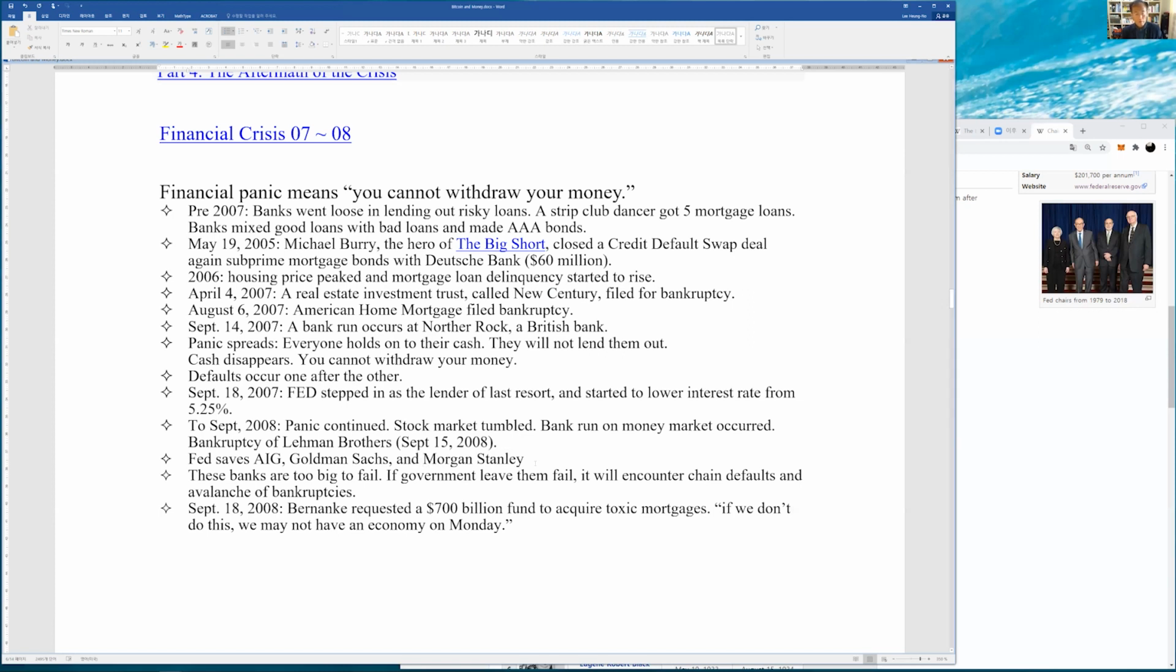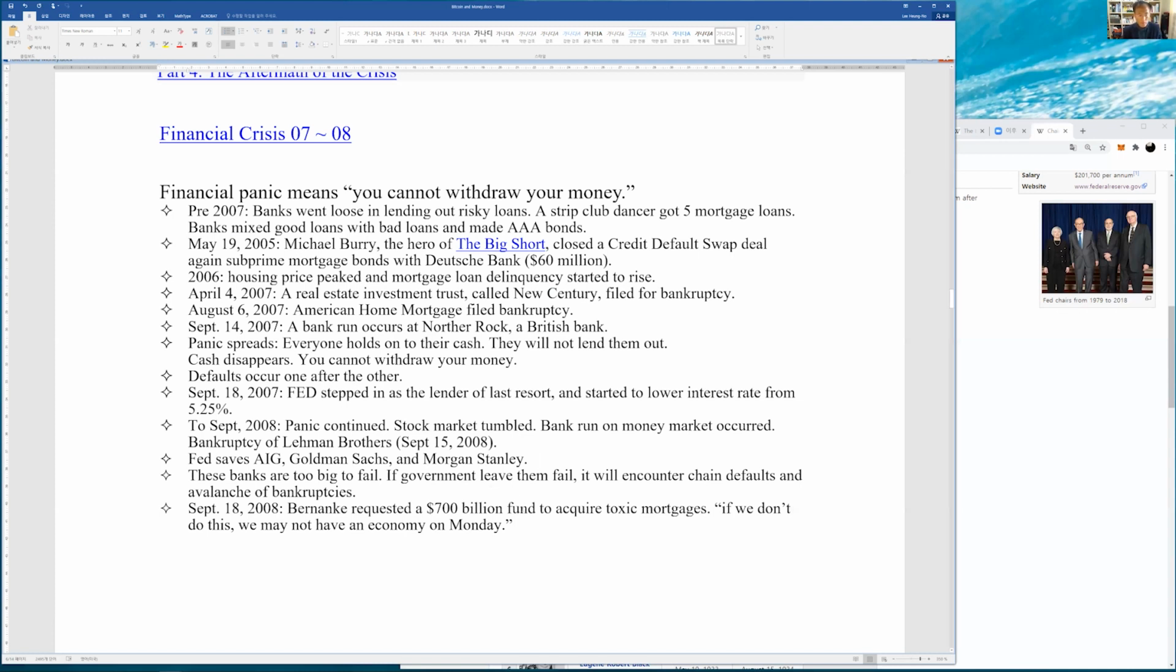Each one of them was on the verge of defaulting. Basically, the argument was, again, that these banks are too big to fail. If the government lets them fail, then it will encounter a chain reaction of defaults and an avalanche of bankruptcies, and the financial market will collapse, and the economy will collapse following it.